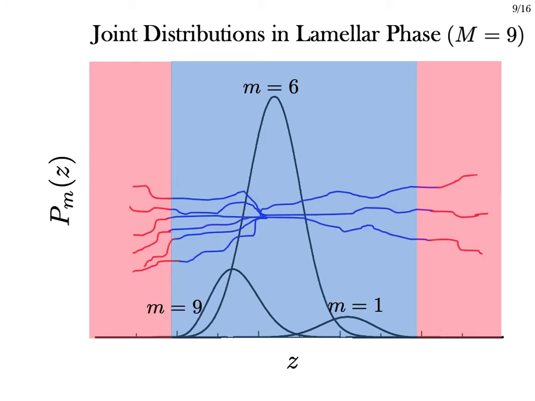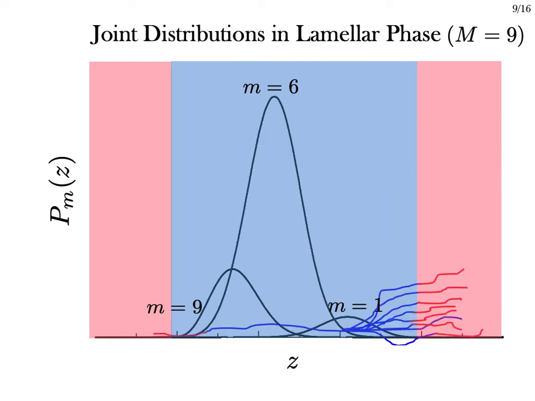When 6 arms are attached to the first cell and the other 3 are attached to the adjacent cell, the distribution is more centered between the two. When only one of the 9 arms is attached to the first cell, the distribution is shifted to the right.